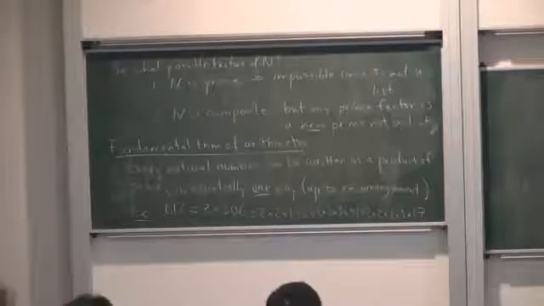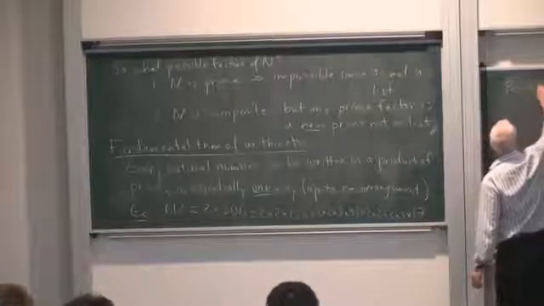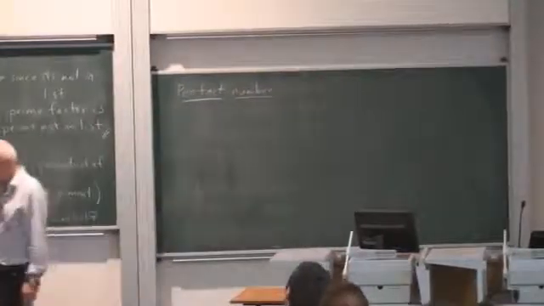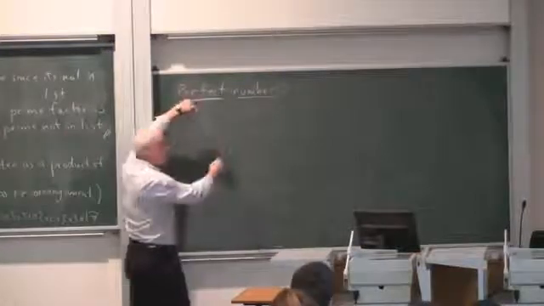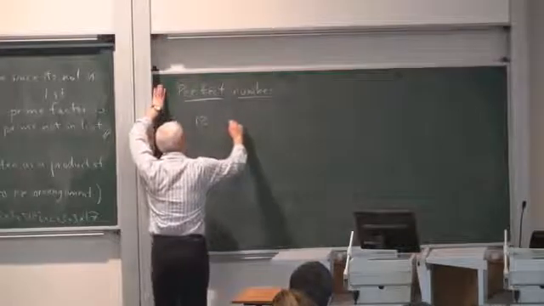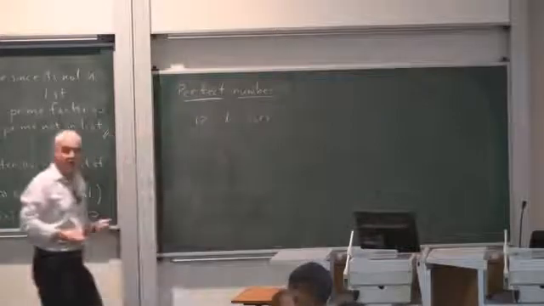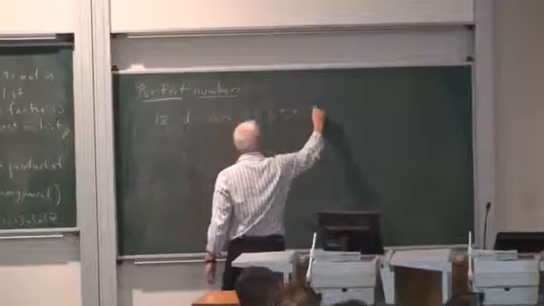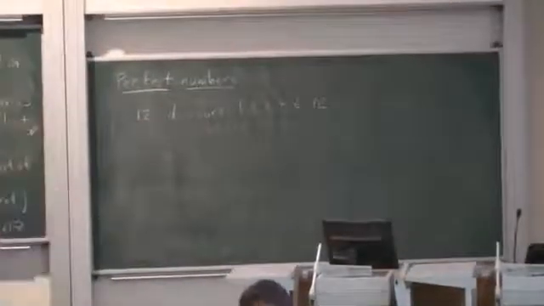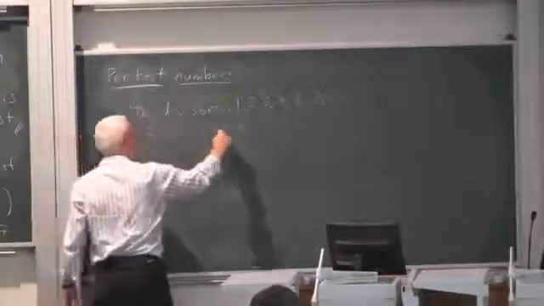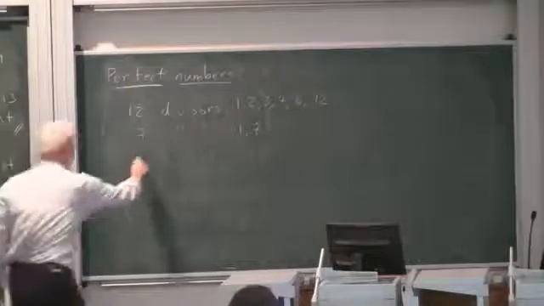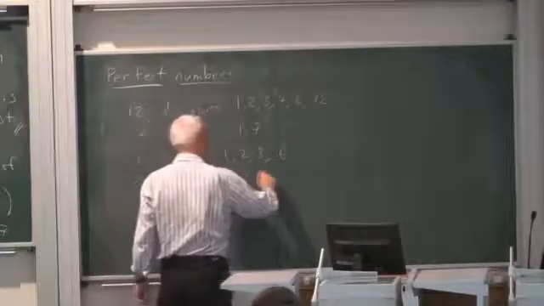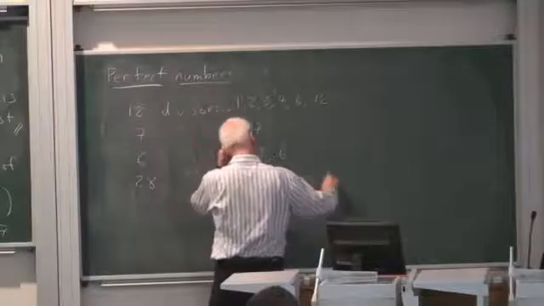There were some other interesting numbers that the ancient Greeks were interested in, and they're called perfect numbers. What is a perfect number? Well, it's a number that you get by looking at all the divisors. So suppose we take a number like 12, and we consider all its divisors. These are just numbers that divide 12. So they are 1, 2, 3, 4, 6, and 12 itself. While a number like 7 would have divisors 1 and 7. A number like 6 has divisors 1, 2, 3, and 6. A number like 28 has divisors 1, 2, 4, 7, 14, 28.